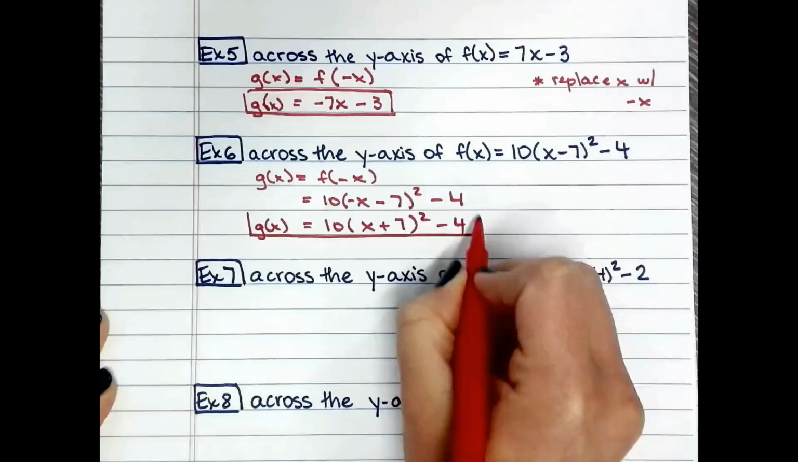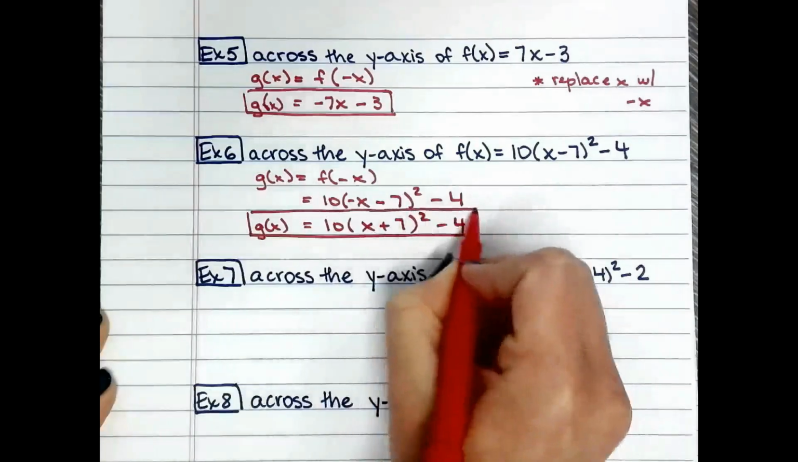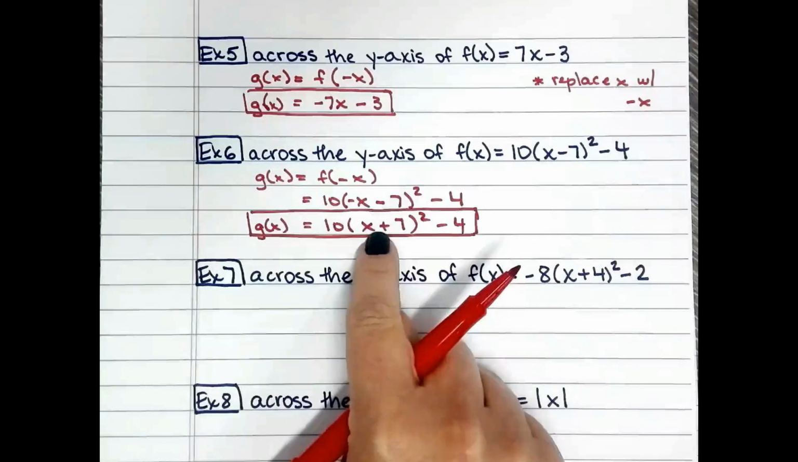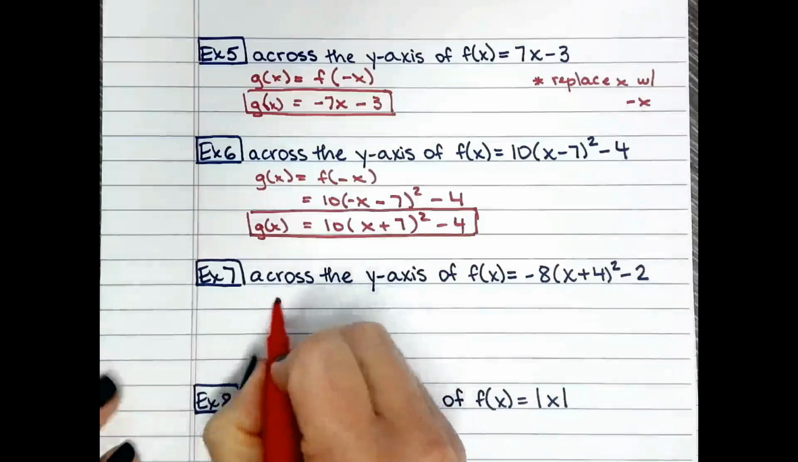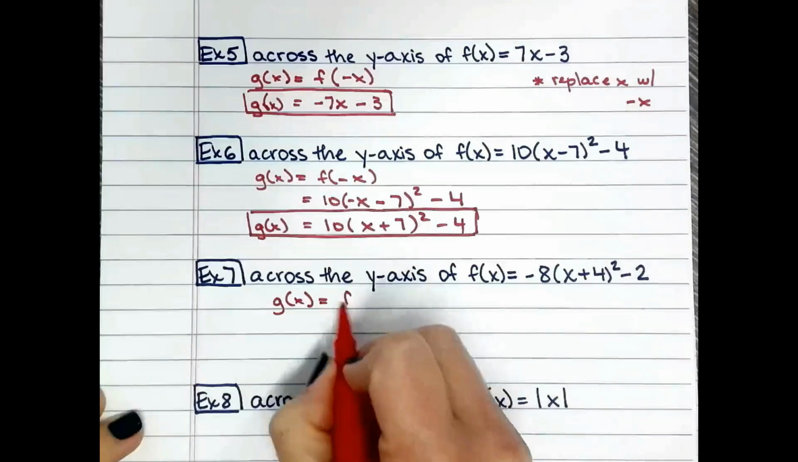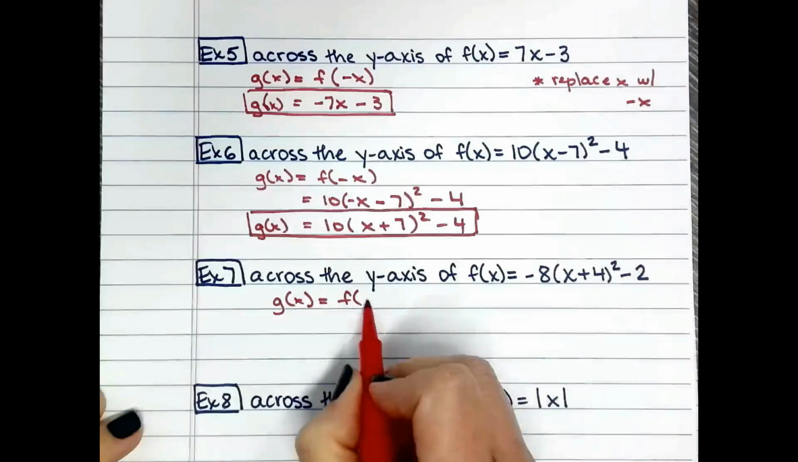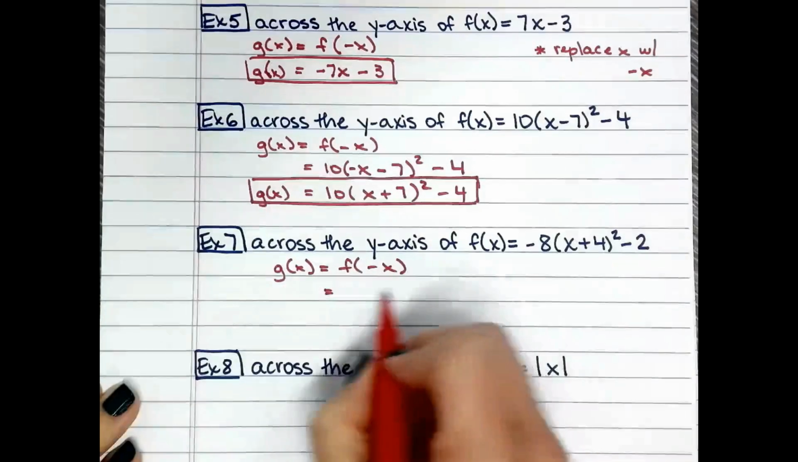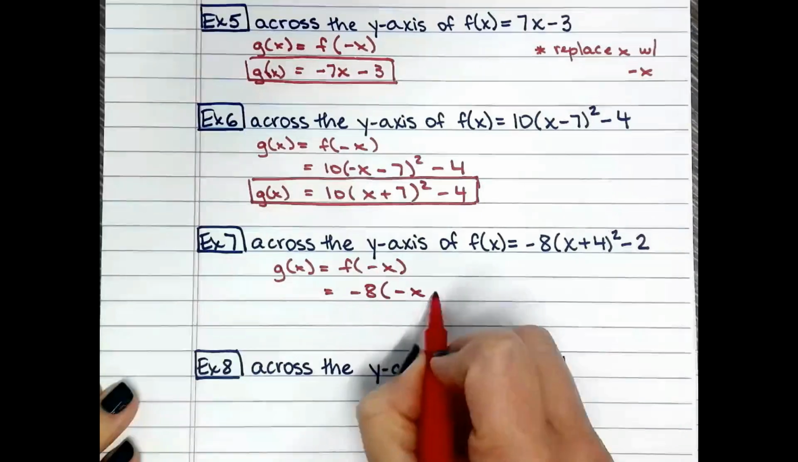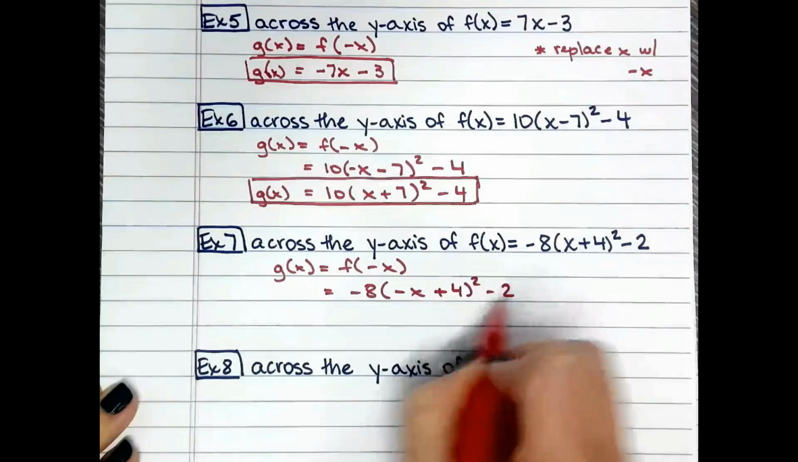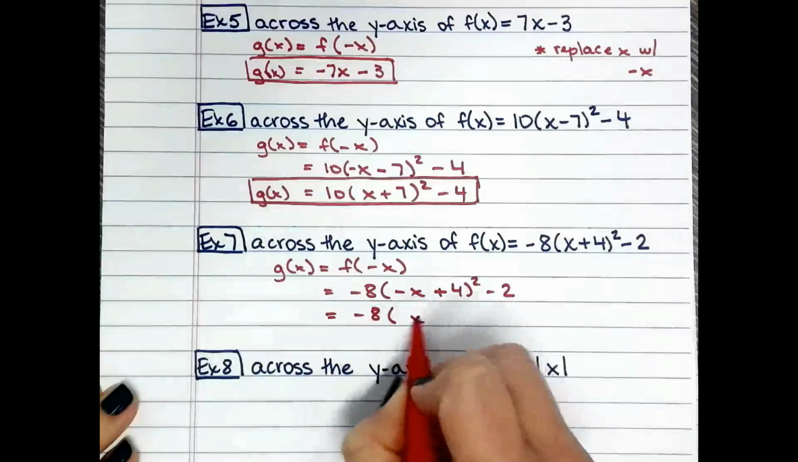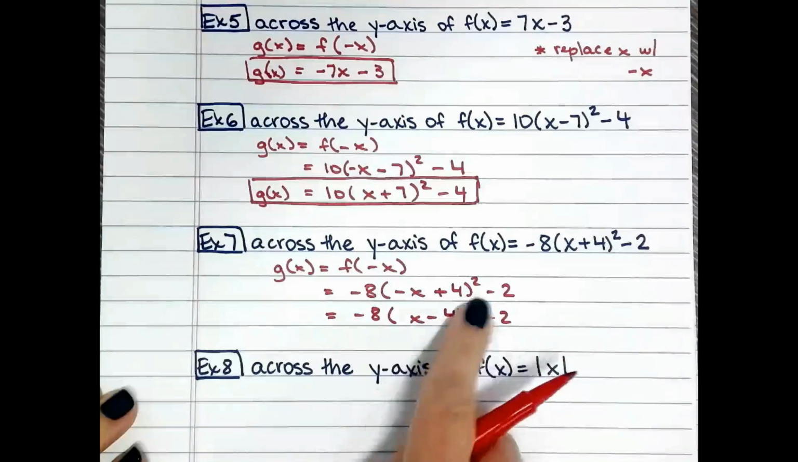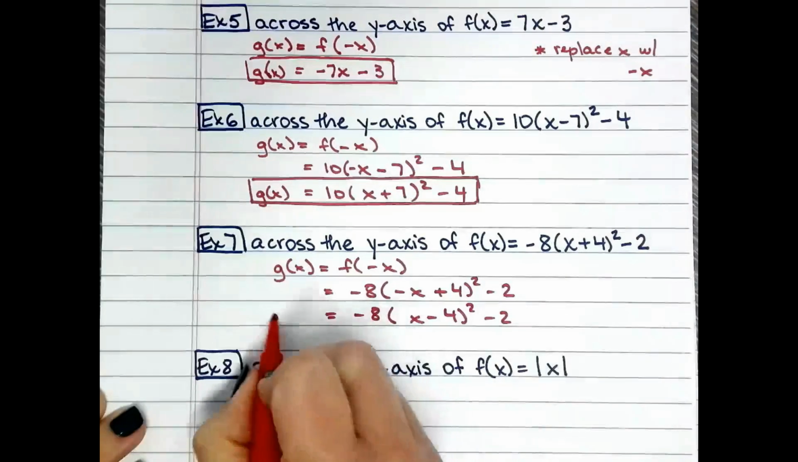If you need to write yourself little reminders off to the side, go for it. I don't know what you need. But if you don't clean that up, that is not right. That is wrong. Okay? So again, we're replacing x with negative x in the function. And then you just need to clean it up. Negative 8, negative x plus 4. So again, that will change into that because you're squaring. You just need to make it look pretty.